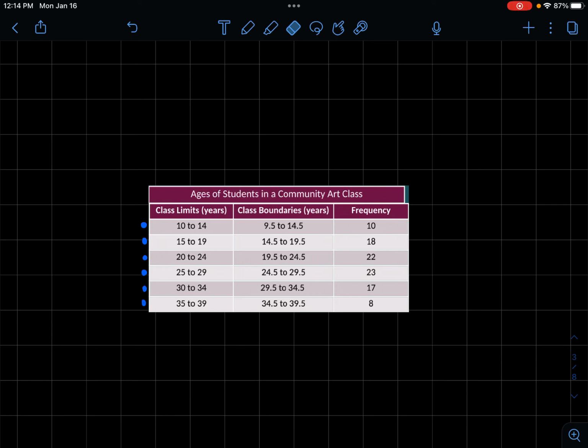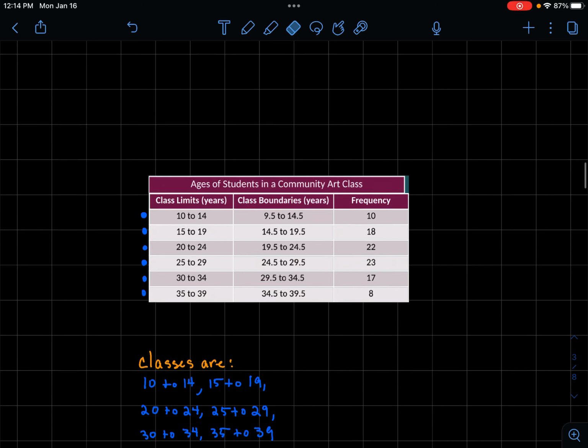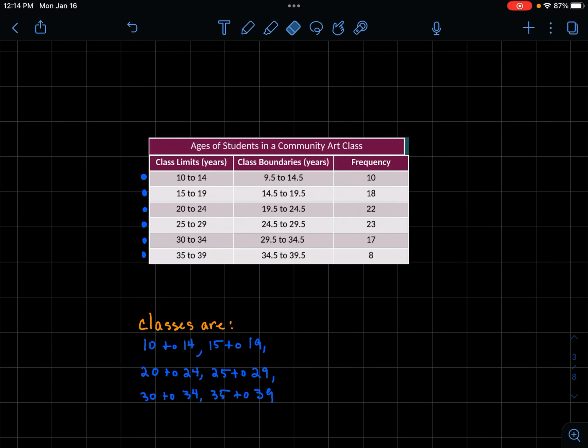We see that all of these classes that we have here have intervals between them. 10 to 14, 15 to 19, 20 to 24, and so on. So instead of them having qualities, like in our previous video, where we had wheat, we had insects, and so on, different characteristics, now our classes are numerical values. So 10 to 14 would be called a class, 15 to 19 is a class, 20 to 24, and so on.